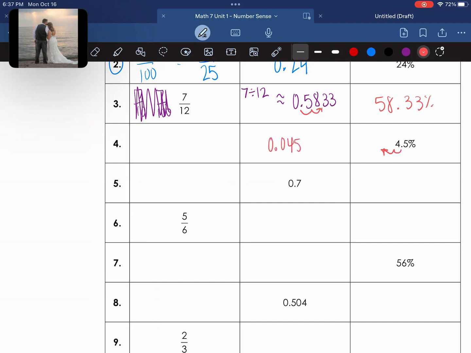0.045. And now we're going to take a look at our last number, which is 5. What place value is the 5 in? It is in the thousandths place value, which means that 1,000 will go on the bottom of our fraction. And 45 will go on top. Again, we must simplify.